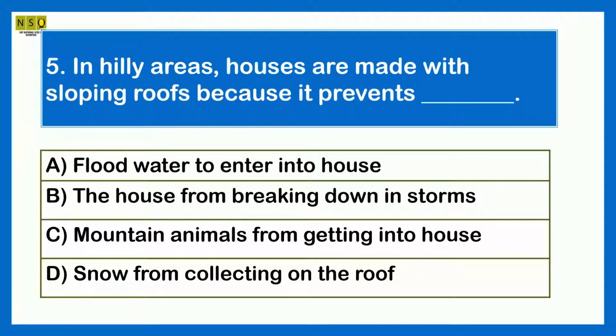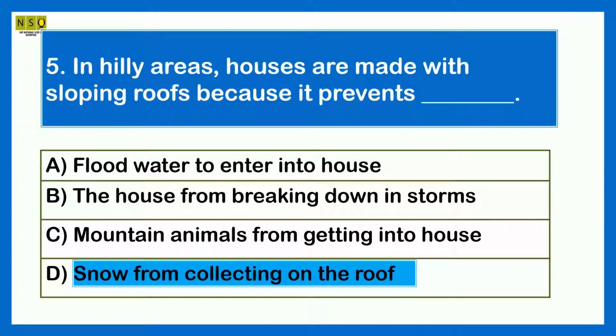In hilly areas, houses are made with sloping roofs because it prevents dash. Option A, flood water to enter into a house. Option B, the house from breaking down in storms. Option C, mountain animals from getting into a house. Option D, snow from collecting on the roof. In hilly areas, snow is common. Therefore, houses are made with sloping roofs. It prevents snow from collecting on the roof. The answer is option D, snow from collecting on the roof.